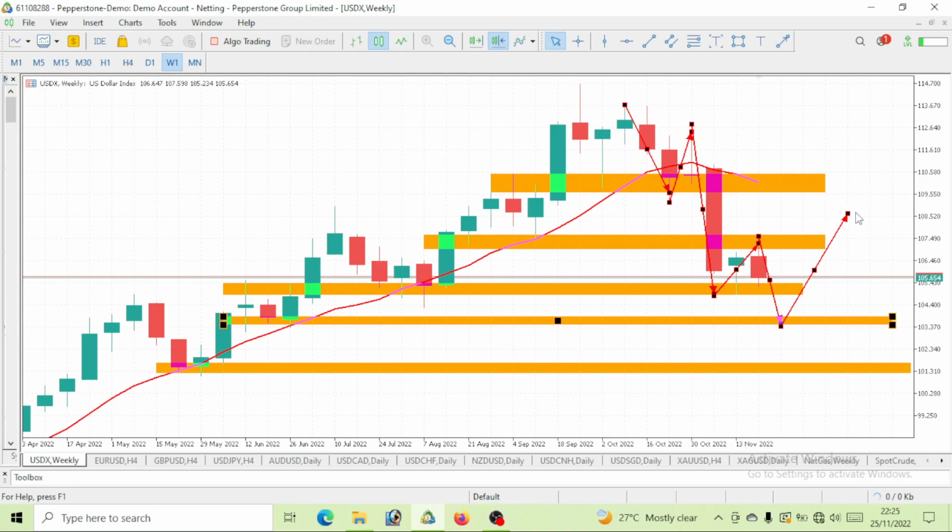Like I said, we would be expecting a bullish move on the USD index. We start seeing a spike up on the USD index. There's no doubt. But when is it going to play out? Will it play out next week?